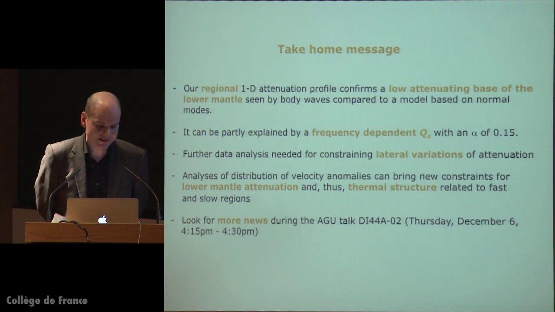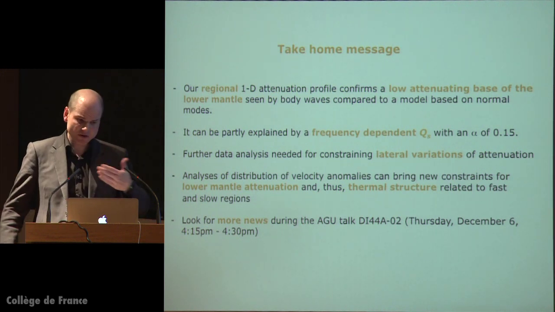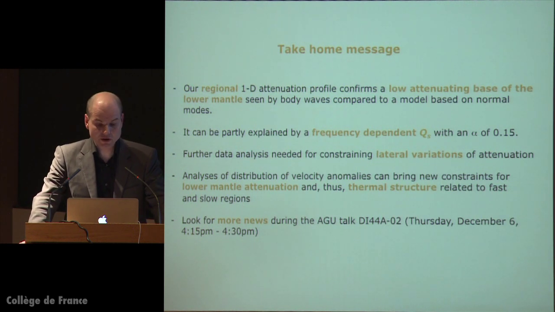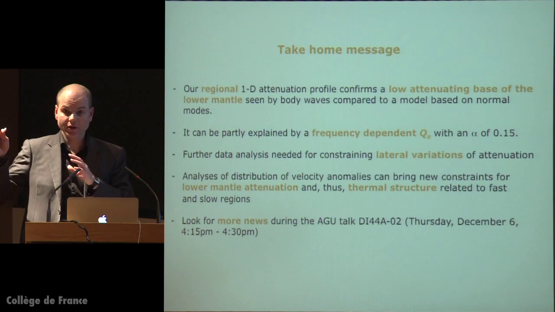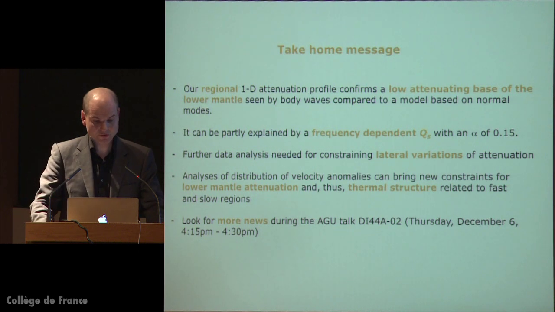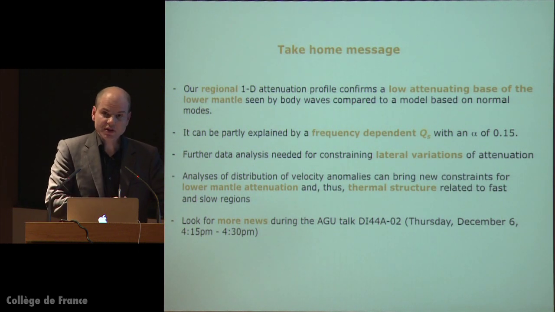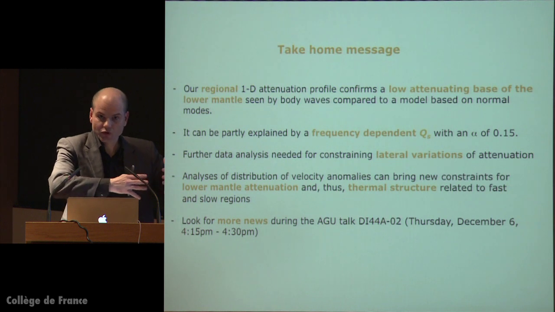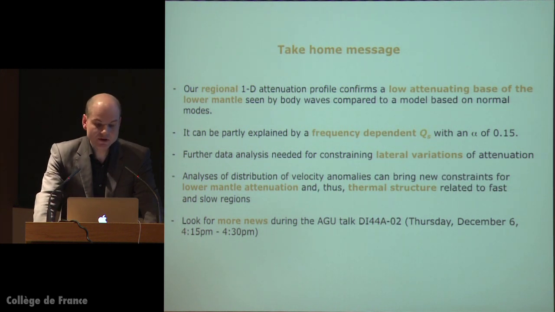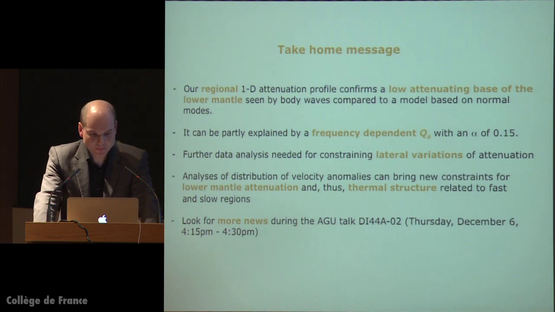using the delta t stars, we can obtain 1D regional models, I would say, based on body waves, and it confirms that there is a lower attenuation at the base of the lower mantle seen by body waves compared to those based on normal modes or surface waves. It can be explained by the fact that it was a regional model, but we also think that it could be explained by a frequency dependence of Q.